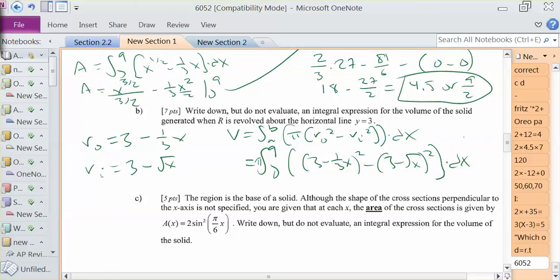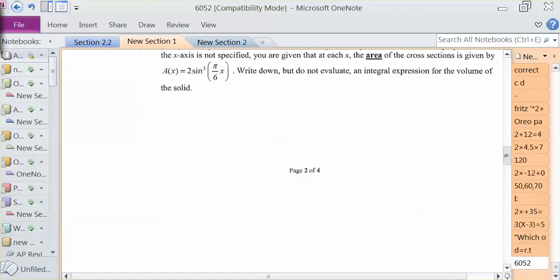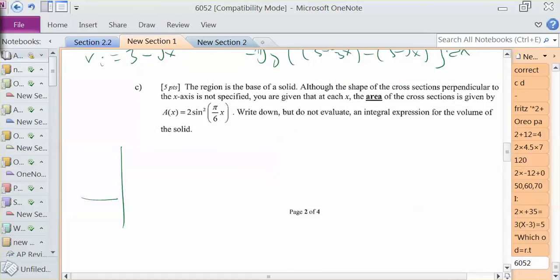So really just writing, not evaluating here. Please do not evaluate. Now C kind of threw a little curveball, but if you understand the concept, it's not that bad. So again, we're still revolving about the, actually, sorry, we're doing cross sections perpendicular to the x-axis. So let me replicate the curve here. Kind of looks like this. And we don't know what shape this is. This is a really funky shape.